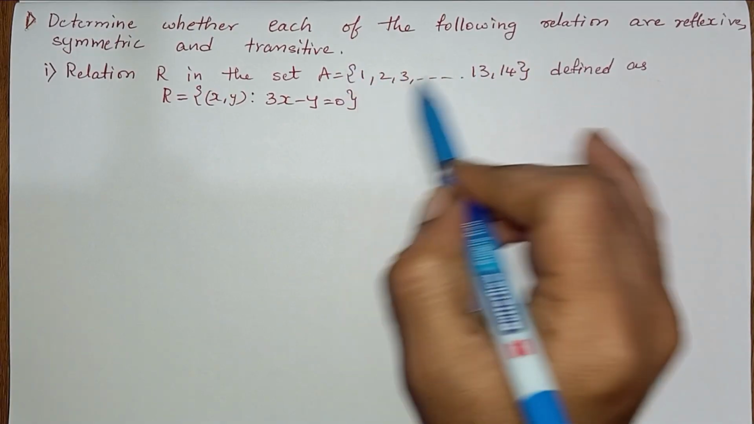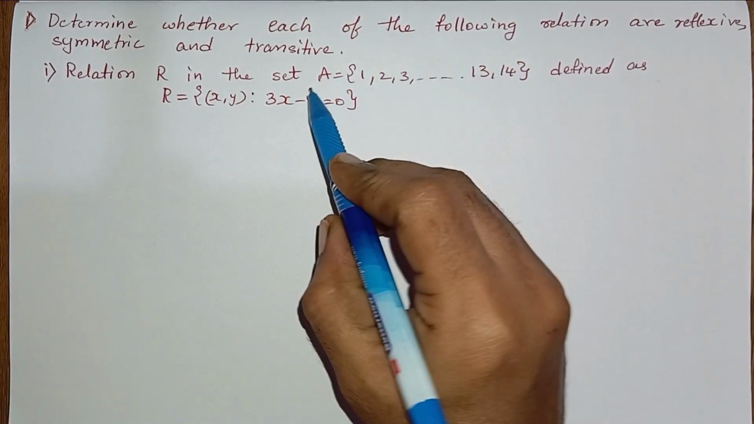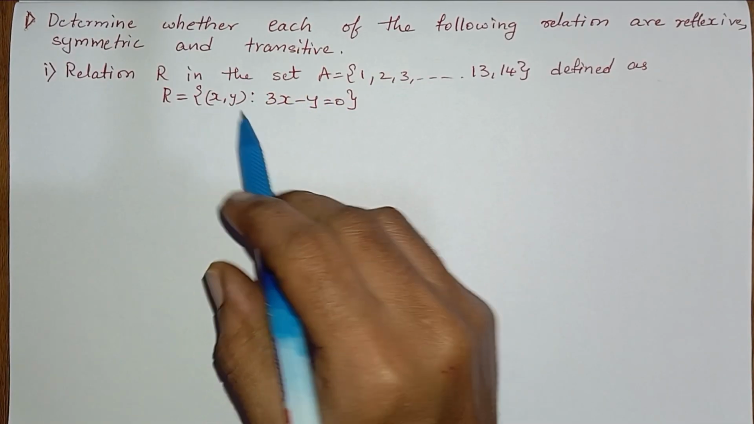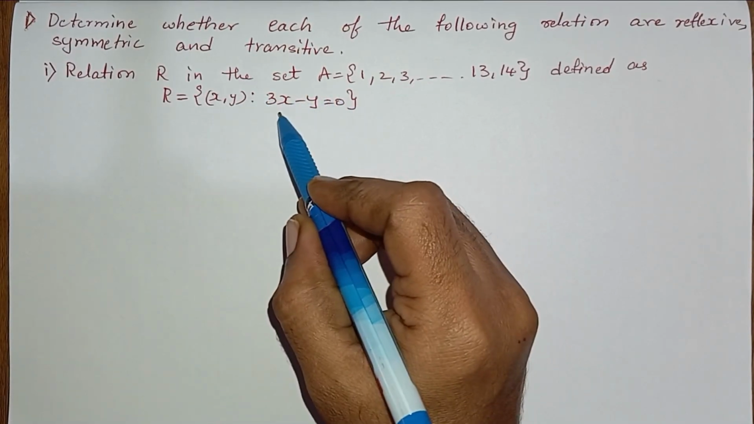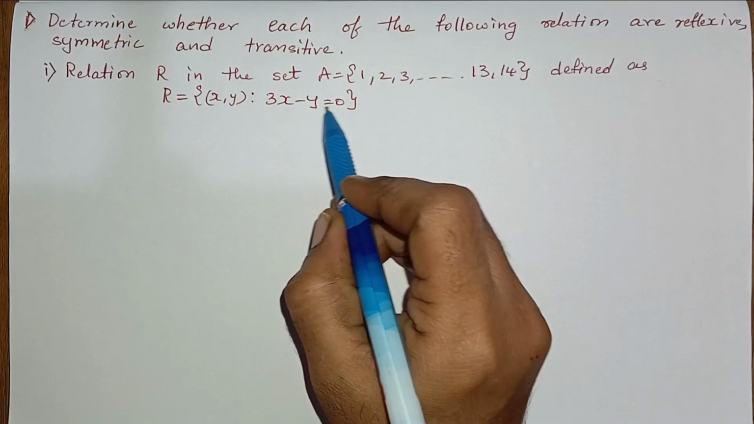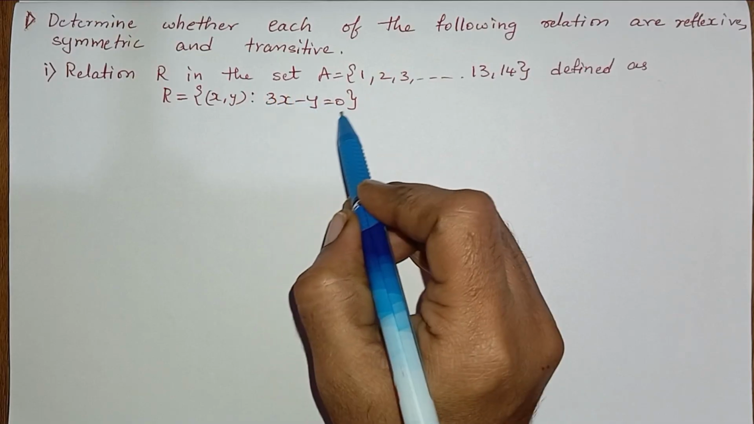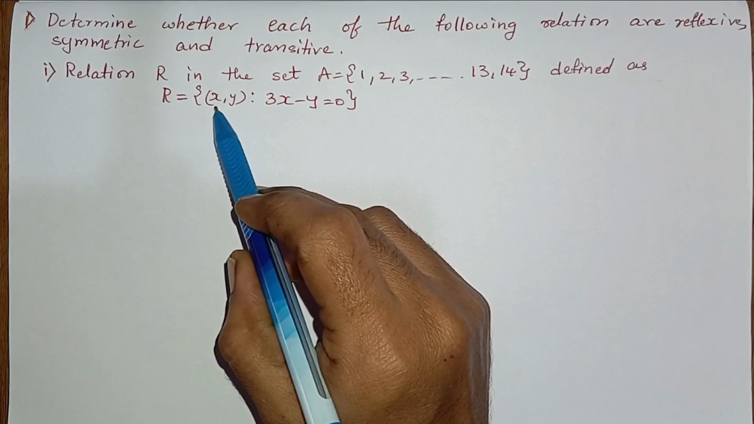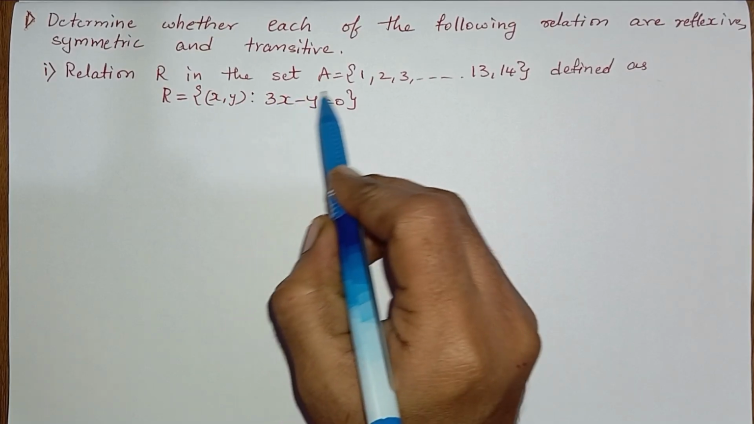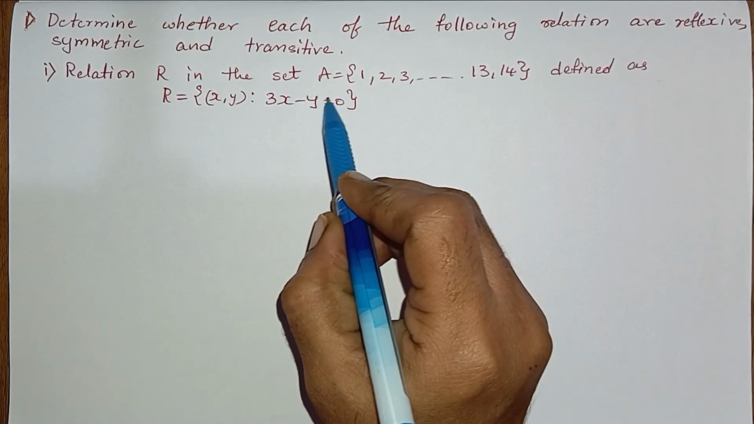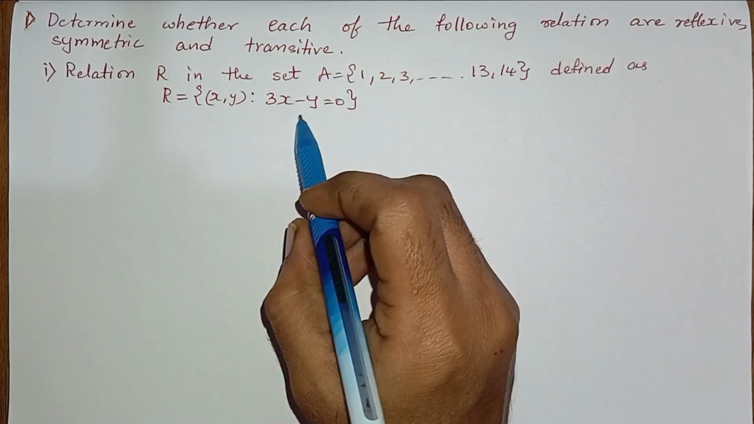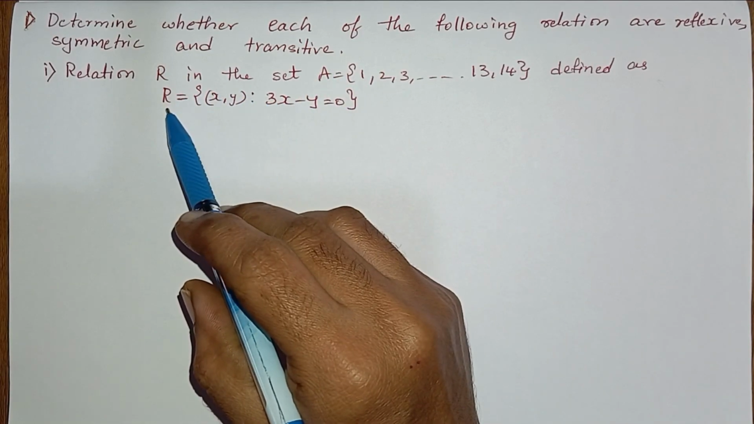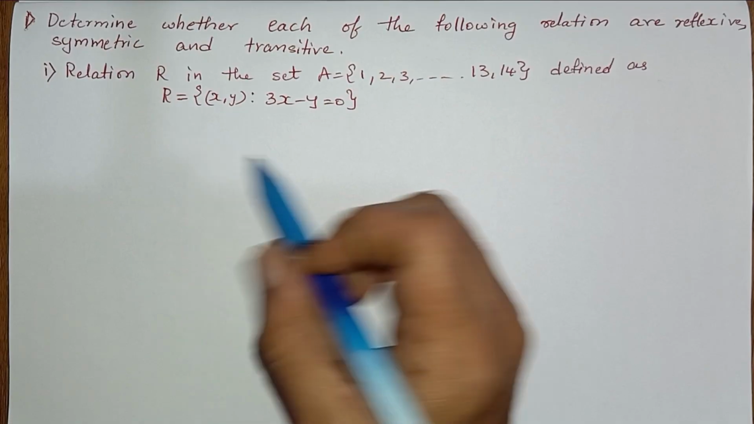So the elements in set A are from 1 to 14, and the relation they have given is that x is related to y such that 3x minus y is equal to 0. If this condition is satisfied, then only those ordered pairs will belong to the relation. The ordered pair should satisfy 3x minus y equals 0. So first we will find all the ordered pairs in this relation.